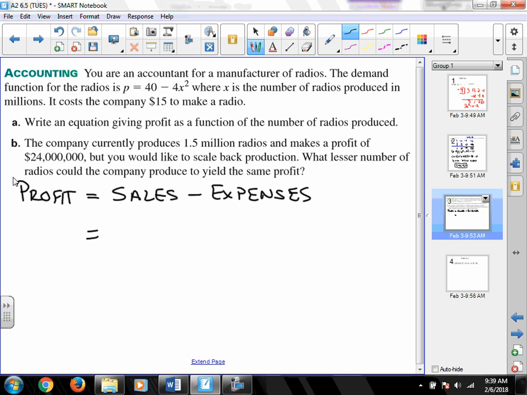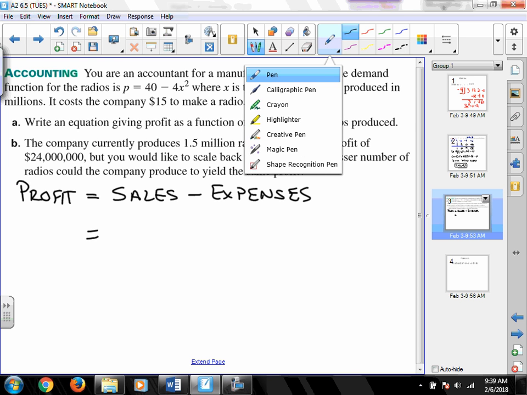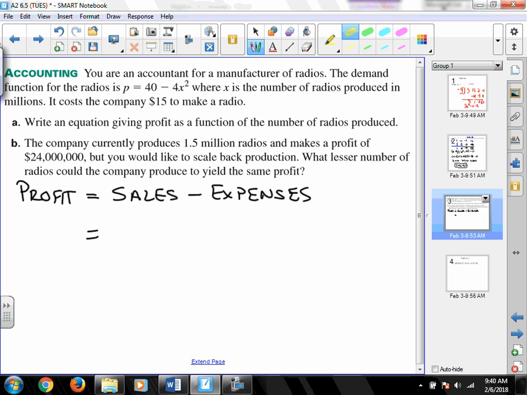So our sales. Let's back up here. What's important in this paragraph that we need? Numbers. So, you want that equation, $15 to make a radio. Probably something. Yep, those are probably pretty important. Yeah, very important.